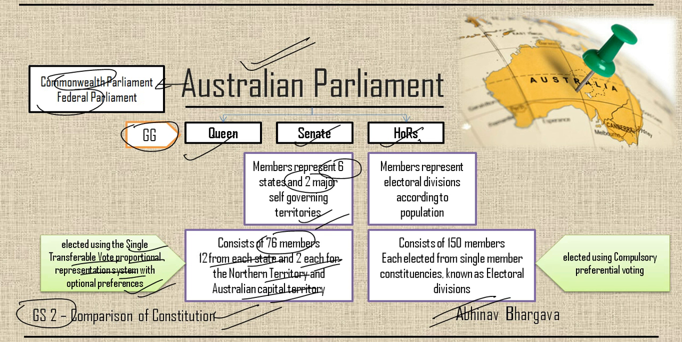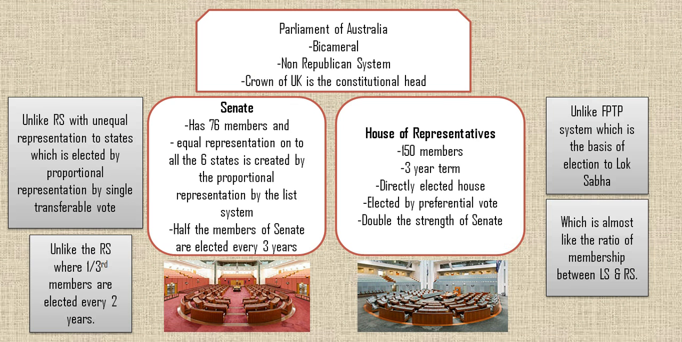And in case of the House of Representatives, the members represent electoral divisions according to the population, and it consists of 150 members, each elected from a single member constituency known as an electoral division, and they are elected using compulsory preferential voting. Now let us see in detail about the Parliament of Australia.